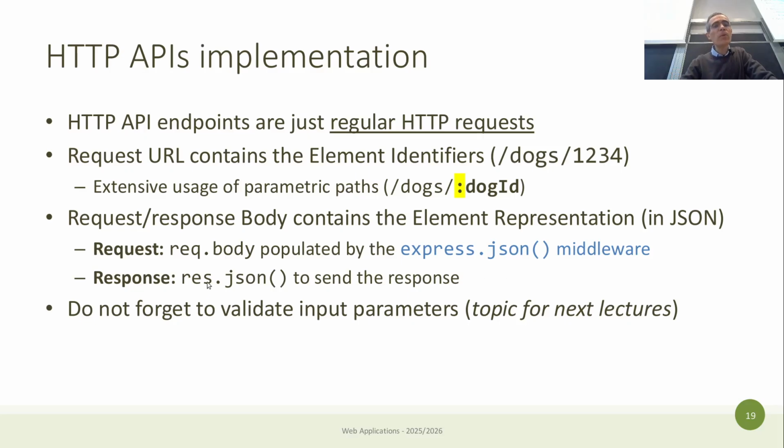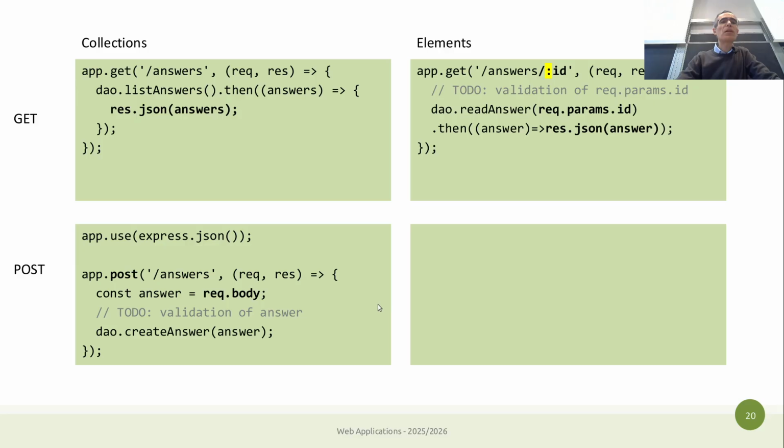For the response it's even easier. res.json, one of the methods we saw before the break. We just put the variable inside the parentheses of res.json, and everything happens automatically. Express inserts content type application/json in the header of the HTTP response, and it just sends in the body the string that corresponds to the JSON. And then there's the issue of validation of the input parameters, but that's for the next lecture.